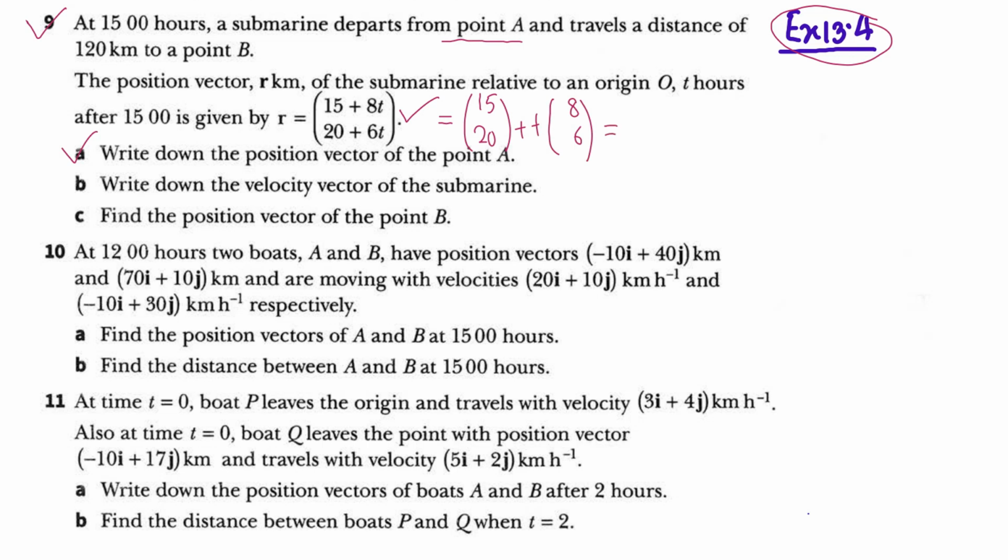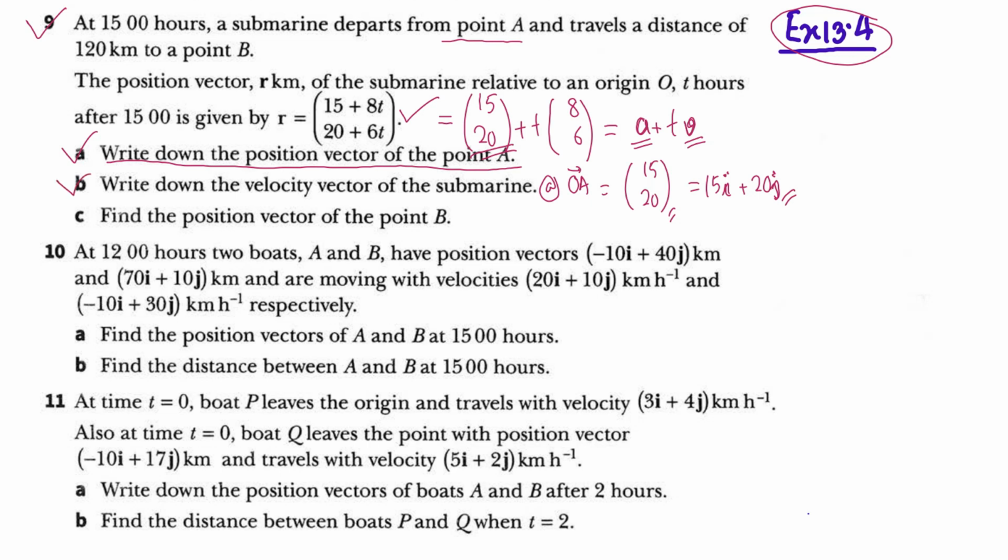Actually, the first part of the vector is a plus tv. If we compare, the first one is called the initial position and the second one is called the velocity vector. So the position vector of point A, OA, which is a, is 15 over 20. This is our answer. We can also write 15i plus 20j, same thing. The first is the column vector form and the second is the vector form in terms of i and j.